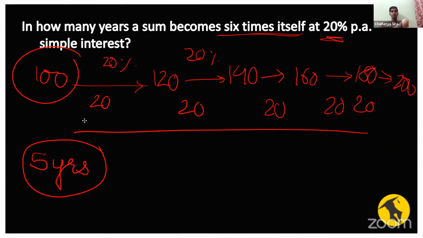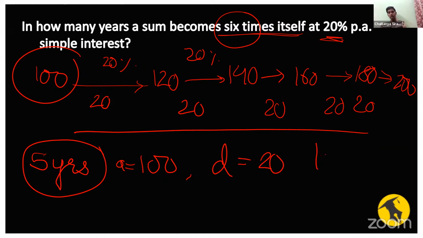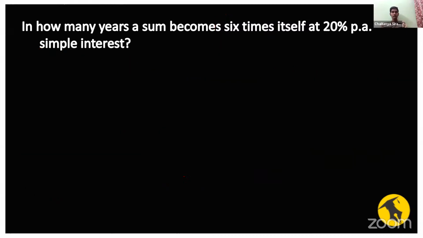But now they are asking me in how many years will it become 6 times? Now you can either do it this way. I'll also tell you the formula method, or you can make a progression and try to solve it. Like the first term is 100. If you are good at arithmetic progression, the difference would be 20, and the Tn is 600 because I want 6 times. You can find it this way. But if I do it by the formula method, I invested principal P and it becomes 6 times. That means I have earned an interest of 5P. This is my interest.